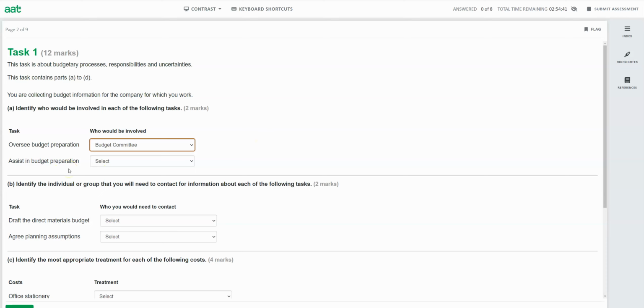Assist in budget preparation. There are two groups of people who basically help to make the budget incorporated into the master budget. One is the senior management and also the budget accountant, because without the budget accountant's help, the senior management will not understand the accounting terms. For that reason, it's very important that the budget accountant tells them this figure is accurate, this is the calculation.